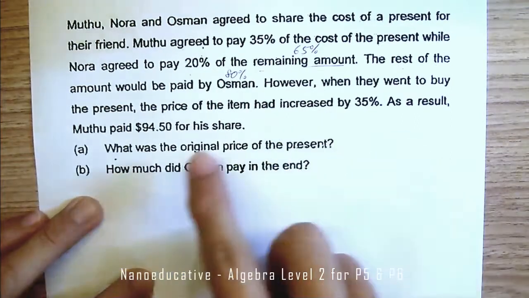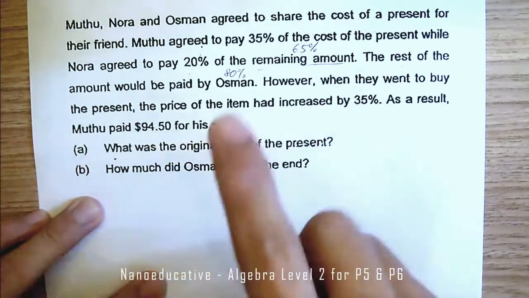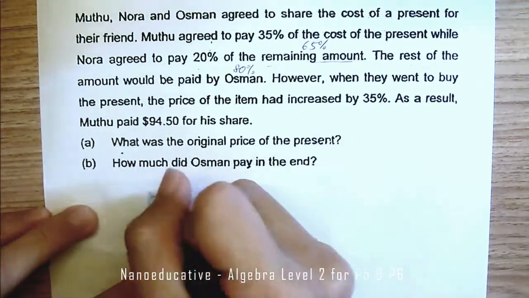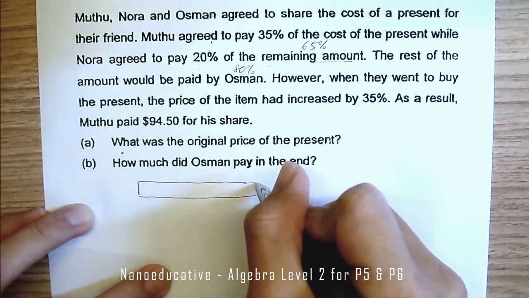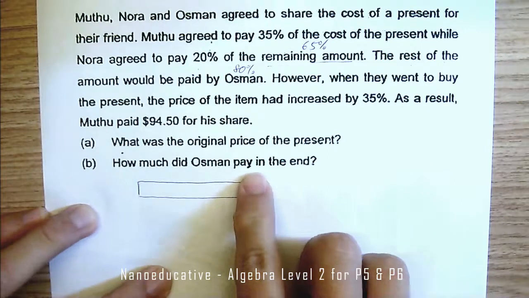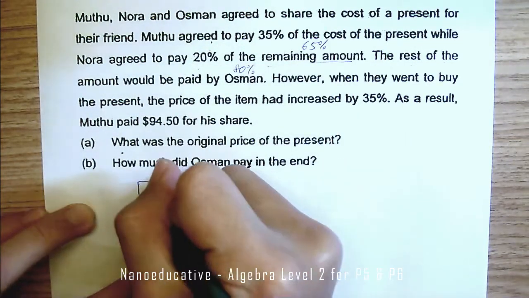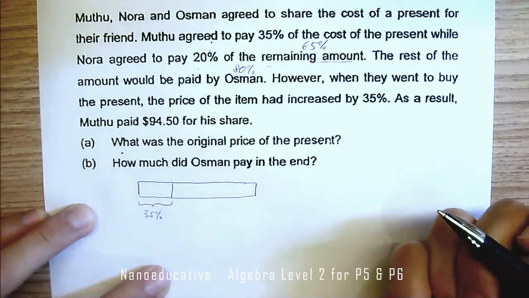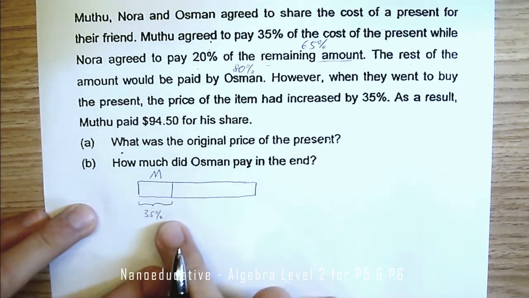Alright. Now they say, what was the original price of the present? How much did Osman pay in the end? I'm going to draw a model to illustrate the payment by each of the person. Okay, so let's just go ahead and draw one long bar. So this entire thing is 100%. Mutu agreed to pay 35% of the cost, so maybe this is about 35%. So this will be by Mutu.